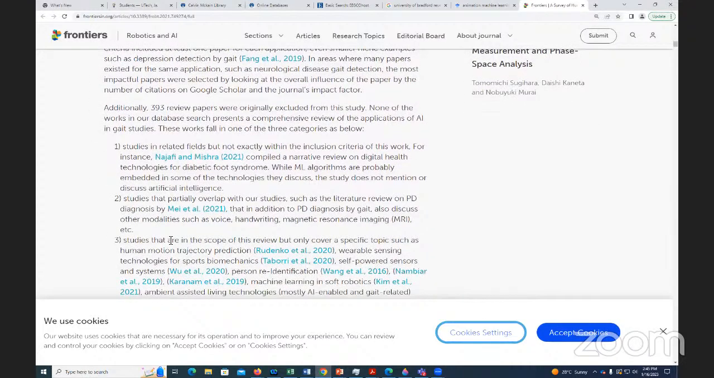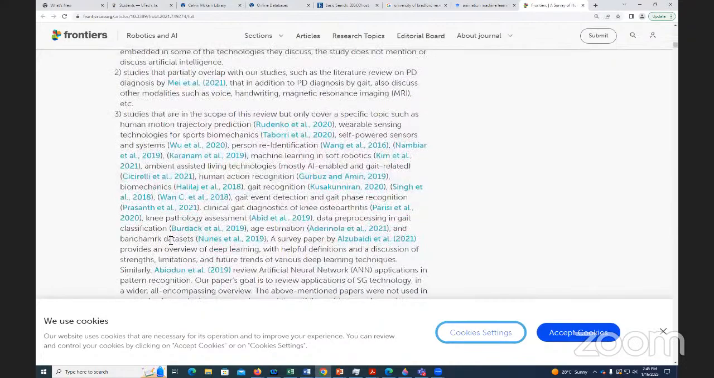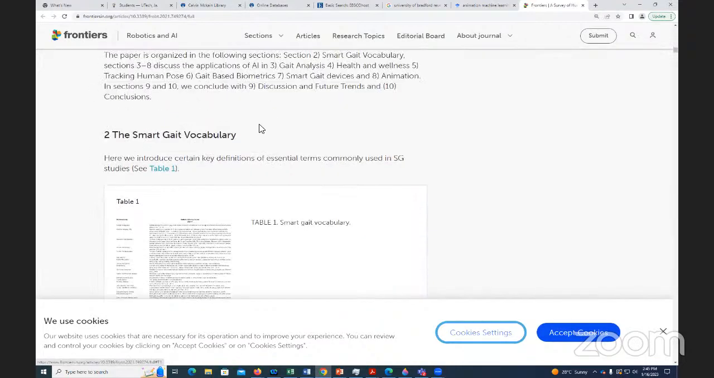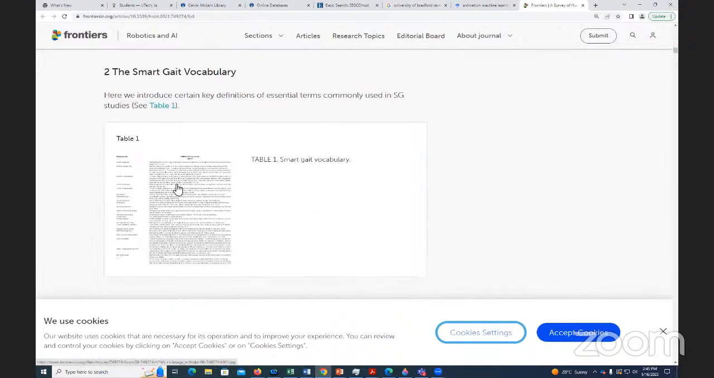But they're trying to do a review of the papers on AI in gait for the last about 10 years, because they gave the range. And this is the 6 areas. And then they'll tell you about the vocabulary used, and they have a table which you can open.